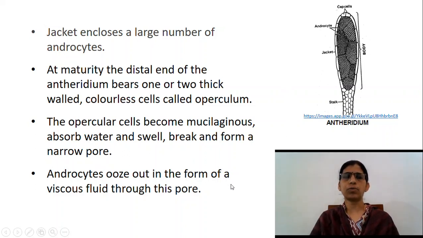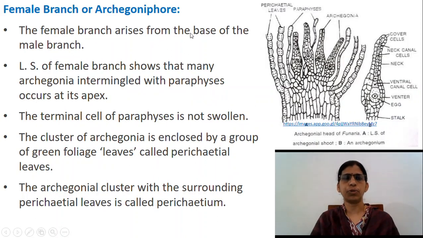Androcytes ooze out in the form of viscous fluid through this pore. Now let us look into the female branch of the archegoniophore. The female branch arises from the base of the male branch. Longitudinal section of the female branch shows that many archegonia are intermingled with paraphyses and occur at its apex.